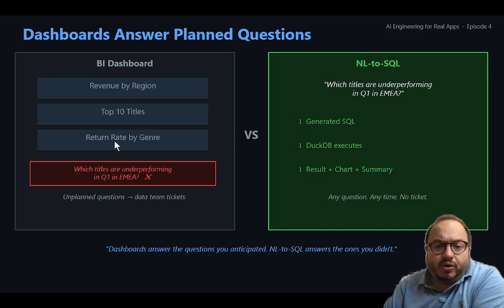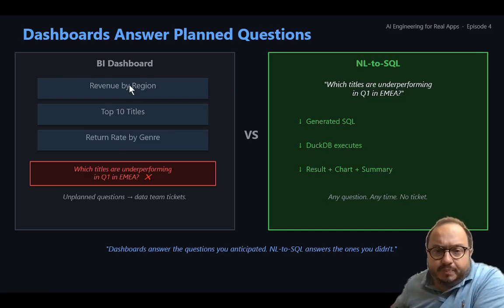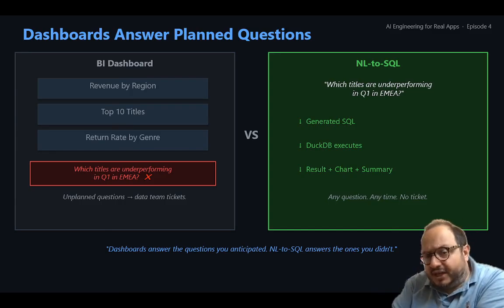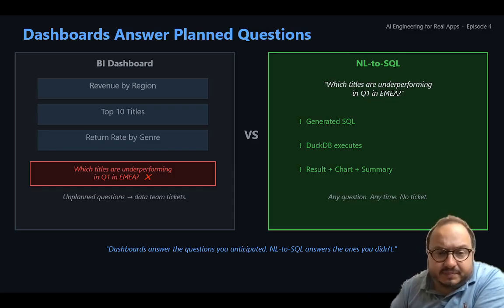A BI dashboard answers the question you anticipated when you built it. You define the dimensions, you pick the metrics, you set up the filters. The dashboard is a fixed query against the data. The query just has a lot of parameters. When a user asks a question that does not fit the dashboard, they have two options. They open a ticket to the data team, which takes days, or they export to Excel and do it themselves, which produces 5 different spreadsheet versions of the truth and breaks the moment the underlying data changes.